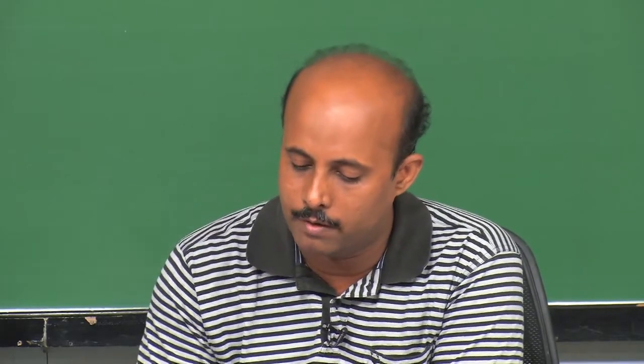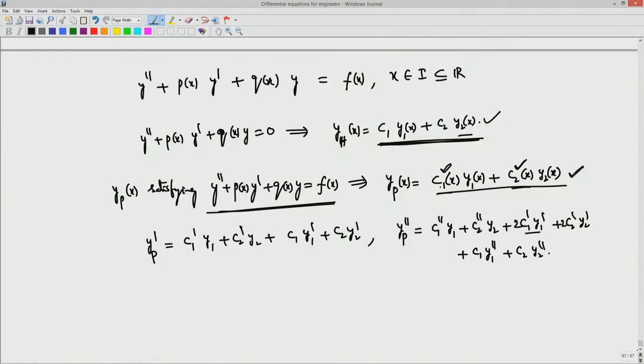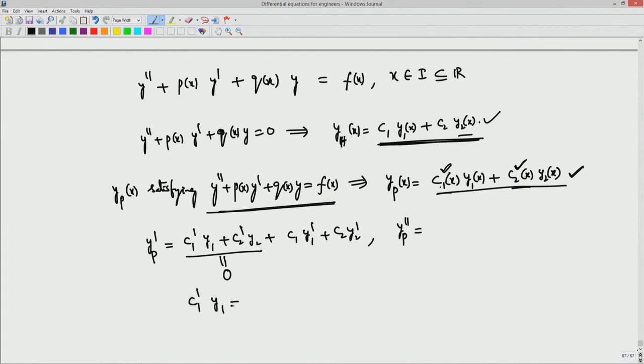So when I choose my yp as this, I choose my yp dash is this. So here itself I impose my condition. I choose this as 0. If I impose this as my condition, this is equal to 0. If I impose this as 0, then what is my yp double dash? So I have one equation, C1 dash y1 plus C2 dash y2 equal to 0. So this is my equation 1.